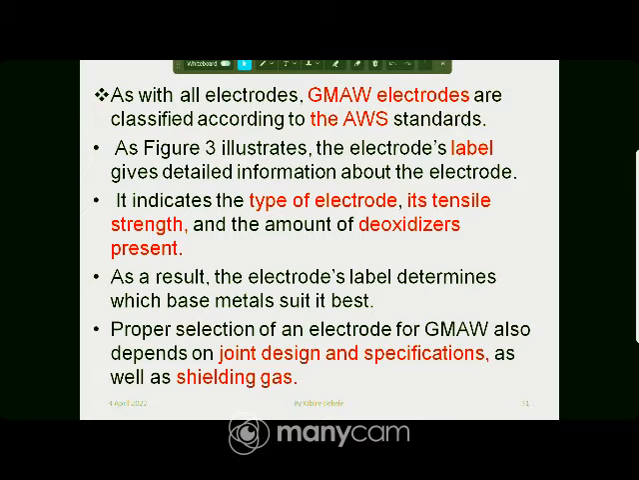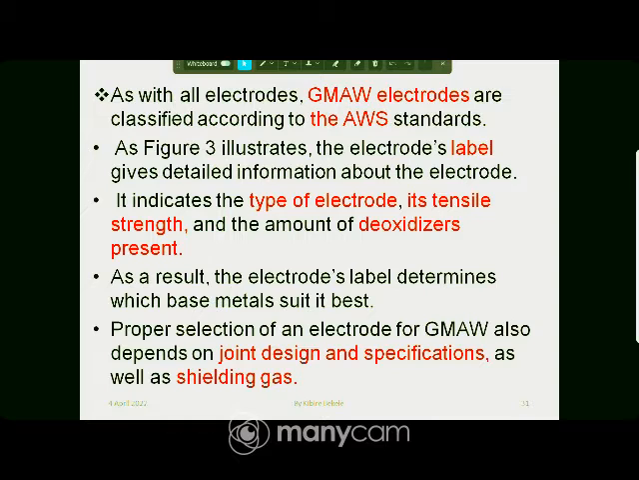Labeling or designating the electrode by the American Welding Society is very important. It's important to know their designations. It indicates the type of the electrode. This means the composition, its tensile strength, and the amount of deoxidizer present in the electrode is shown in the designation. As a result, the electrode's label determines which base metal suits it best. So the base metal properties and the electrode properties must be matched.